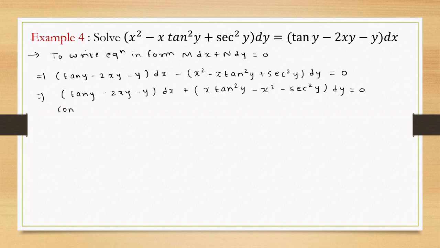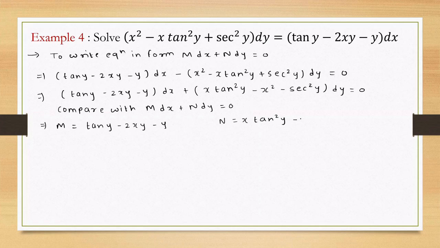Now compare with M dx plus N dy is equal to 0, right? So what is M here? M is tan y minus 2xy minus y, and N is x tan square y minus x square minus sec square y, right? Okay.